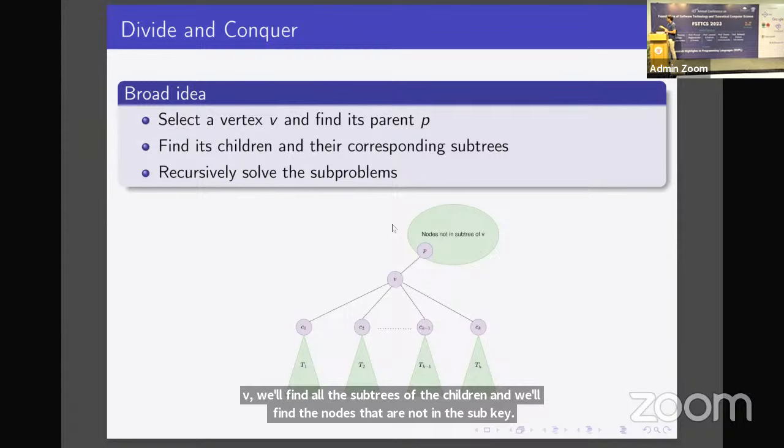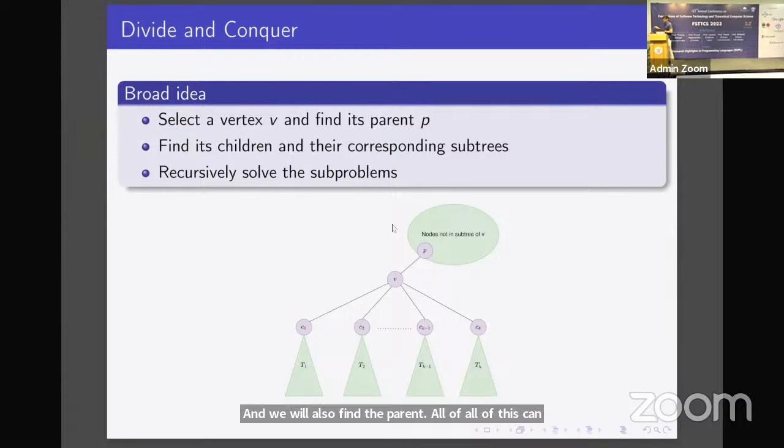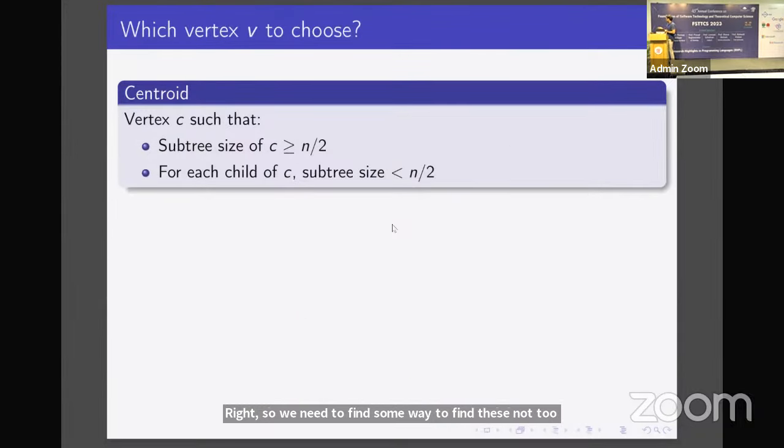All of this can be done in order dn time once we choose a vertex v. But of course, if we choose a vertex v such that, suppose, t1 has size n minus 1, then this is useless because we'll end up with an n squared algorithm in the end, right? So we need to find some way to get subproblem sizes that are not too large. And so which vertex do we choose? We're going to choose the centroid.